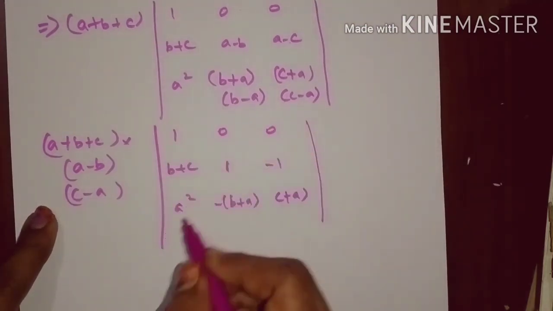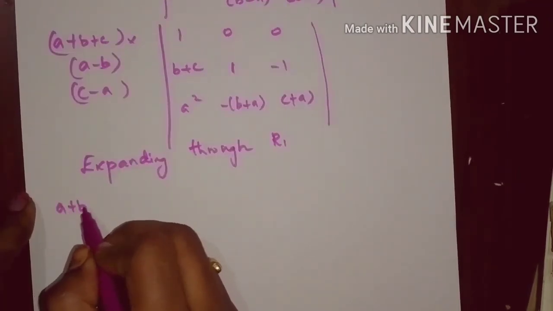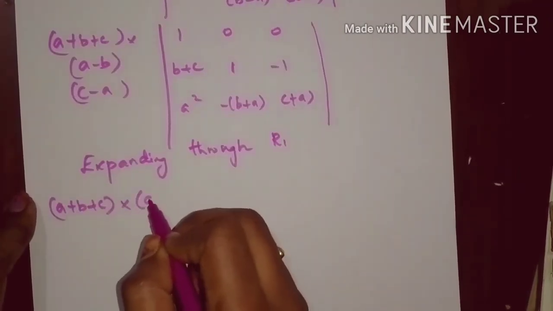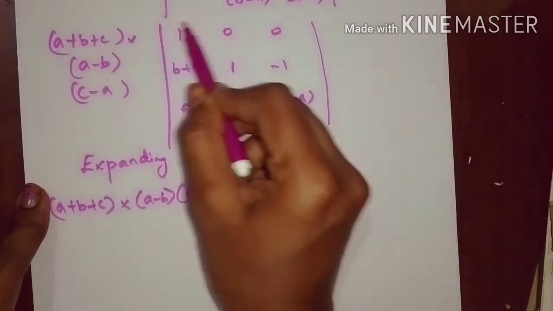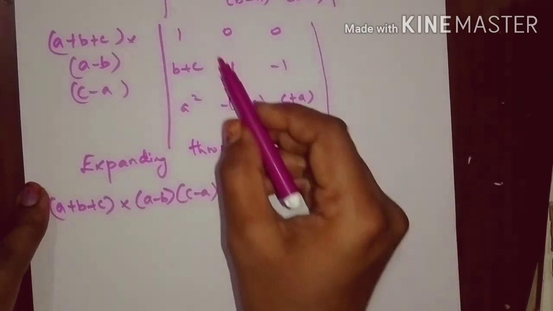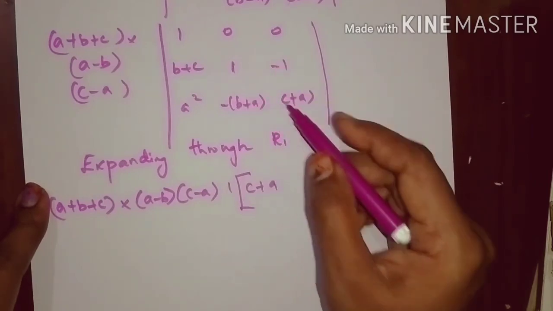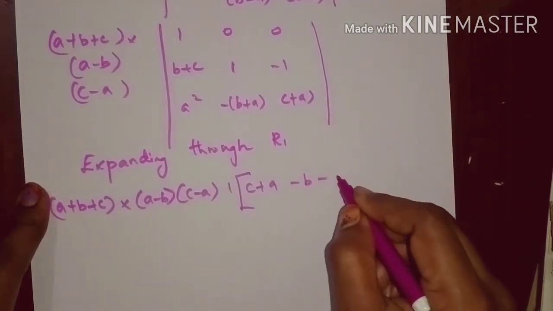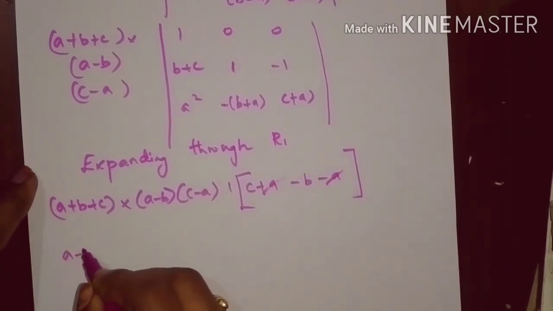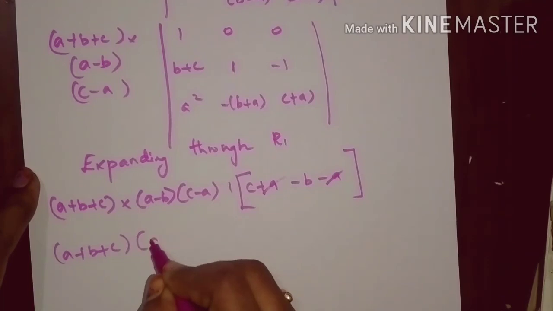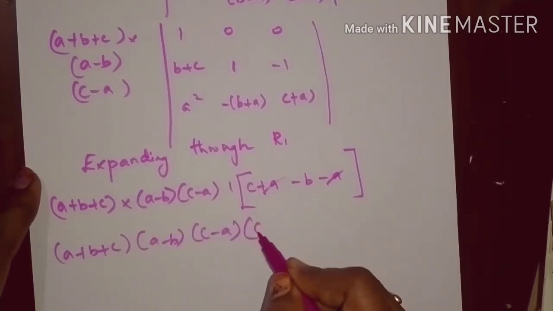Since it has more zeros, I am expanding through row 1. A plus b plus c into a minus b, c minus a. For the element, we have to eliminate that column and that row. 1 into eliminating, we will get c plus a. This minus into minus gives plus, again we will get a minus, so we will get minus b minus a. So minus a minus a will get cancelled, and we will get a plus b plus c, a minus b, c minus a, and here the answer is c minus b.